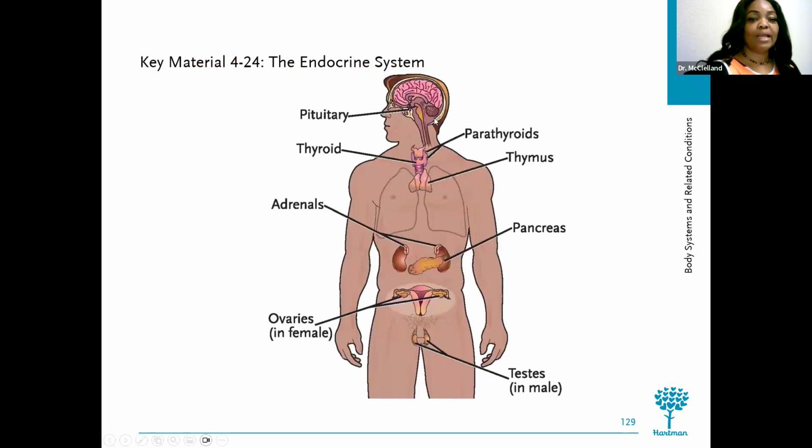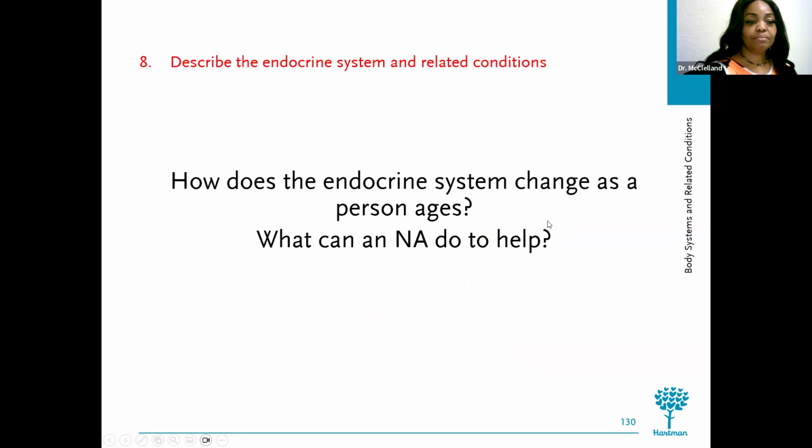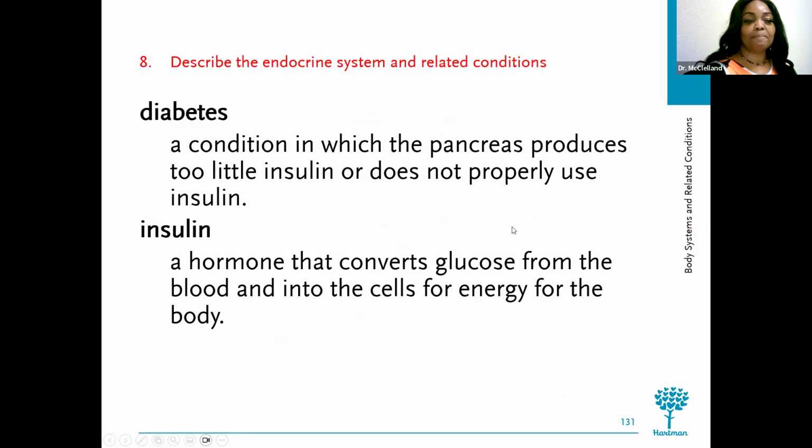All right, so everything that you see here are the areas that are included in the endocrine system. The pituitary gland, the thyroid gland, parathyroids, thymus, pancreas, testes in the male, ovaries in the female, and the adrenals, which sit right on top of the kidneys. All of that is a part of the endocrine system. How does the endocrine system change as a person ages? So let's look at it.